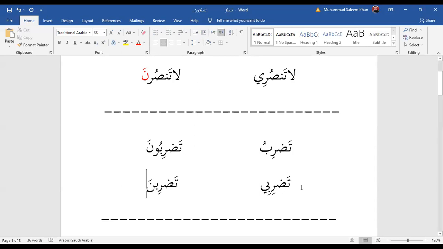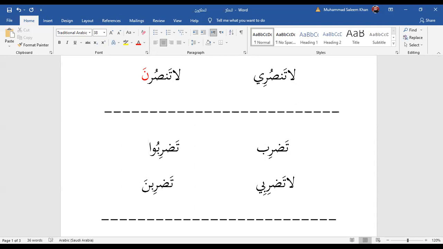So it will be la tadribi. So there is no need to put kasra because it is already there. It will be la tadrib, right? It will be sakin, and it will be la tadribu, and this one we will put alif as well. And of course, let's not forget to put la here. So I think we don't need to do it for all. It's clear now. Yes.